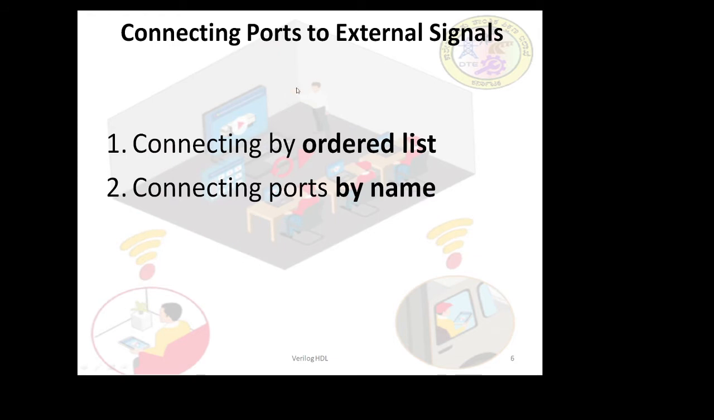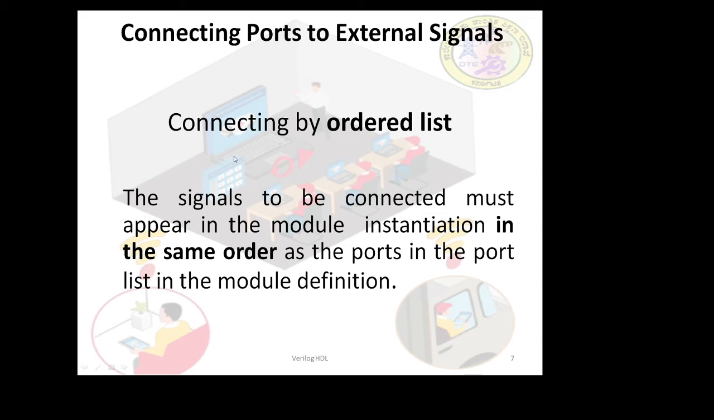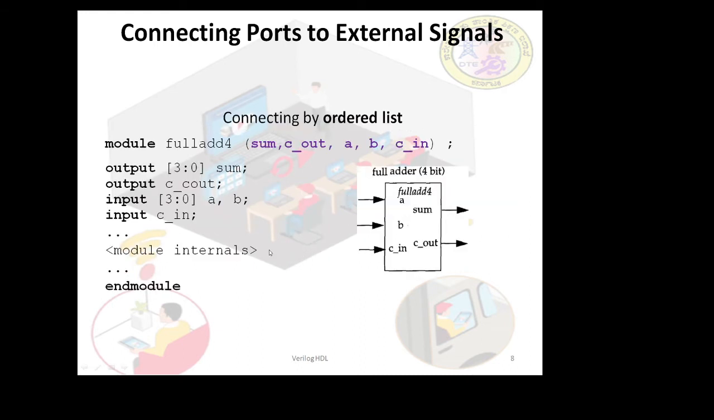And then connecting the ports to the external signals can be done in two ways: connecting by the order list or connecting the ports by the port names. These are the two methods by which you can connect the ports to the external signals, by order list or by name. First we will see connecting the ports to the external signals by the order list with an example here. So this is the order list, that is sum, C_out.